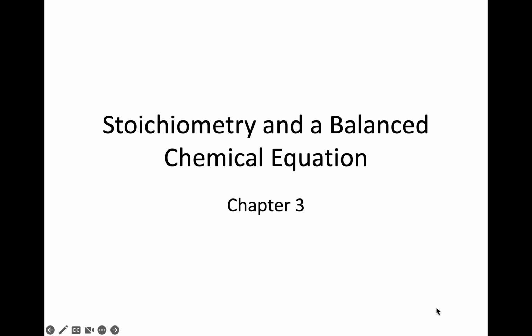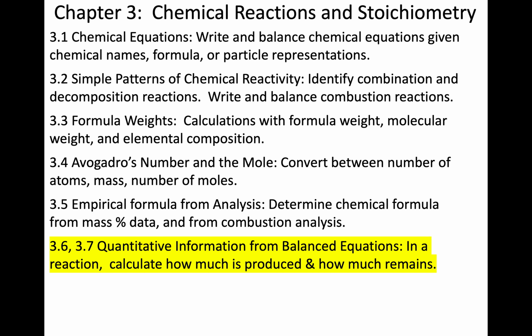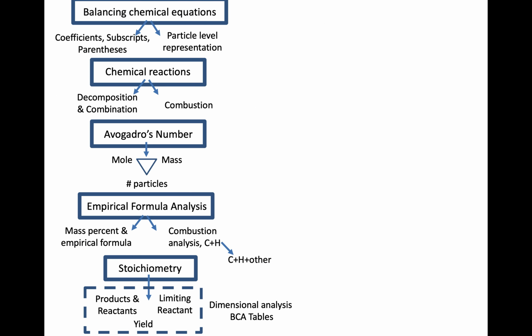Within Chapter 3, we have the idea of stoichiometry and using a balanced chemical equation for quantitative information. Stoichiometry is at the end of Chapter 3, and we want to help the students understand how in a reaction they can calculate how much is produced and how much remains. Through the sequence of ideas, stoichiometry, again, is at the end of the chapter. Two different approaches are shared within the book for solving stoichiometry problems: dimensional analysis and using BCA tables.